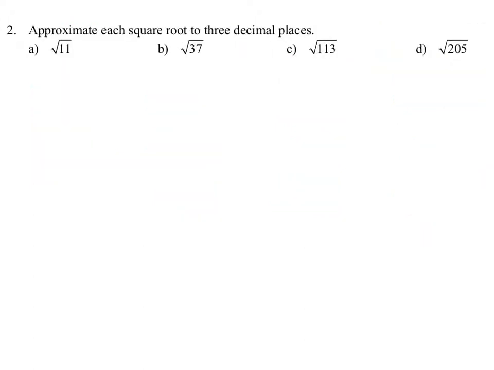In these examples, we're going to approximate each square root to three decimal places. The best way to do this is to use a scientific calculator and to locate the square root button on your calculator. It could be in a few different places. Consult the manual that came with your calculator, or if you do a Google search on how to do certain square roots or cube roots and so on for your specific calculator, there's tons of videos out there.